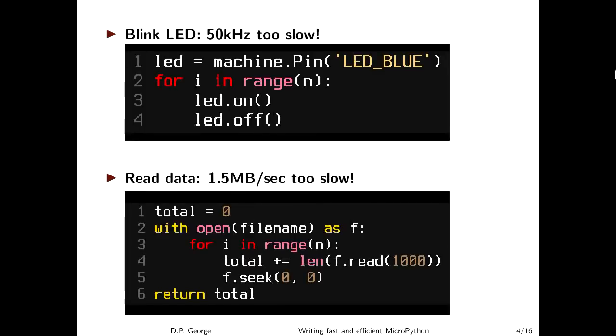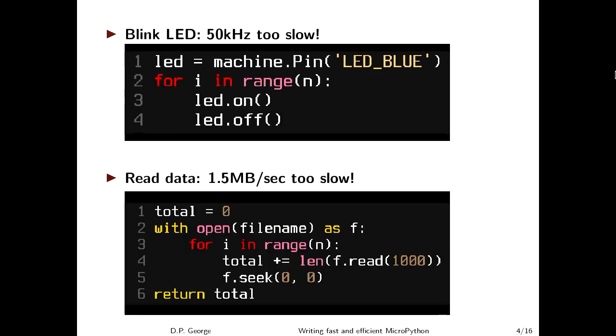So the first one, the very simple thing, the hello world of microcontrollers, is to blink an LED on and off. And in the top little black box there of demo code, so this will actually work. So it's creating an LED, the blue LED, and then it's doing a simple loop, n times, so you'd have to feed in the parameter n, and just turning the LED on and off. So it's quite straightforward about what it's doing there. And if you run this on a Pyboard, you can blink at about 50 kilohertz. So that's 50,000 times per second this loop can run.